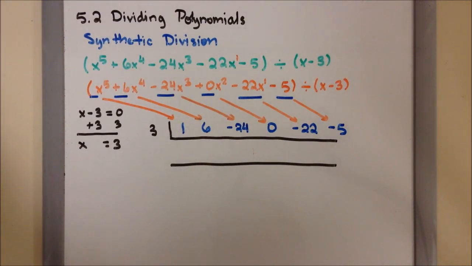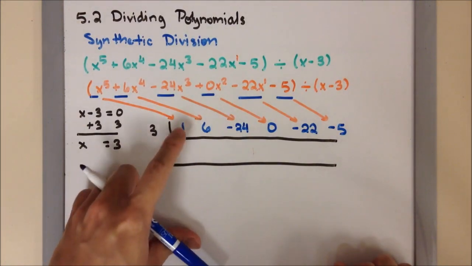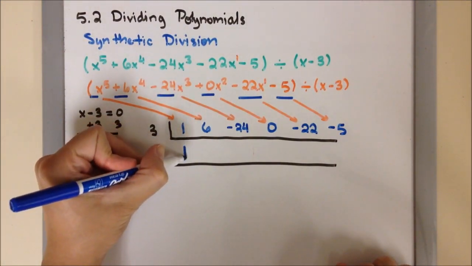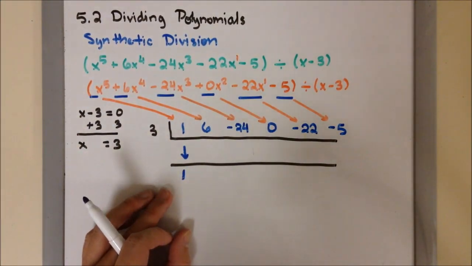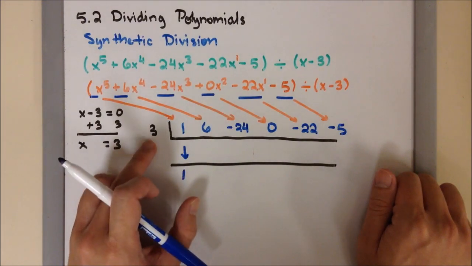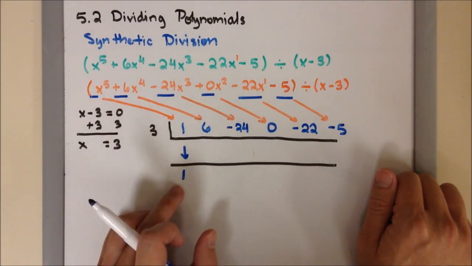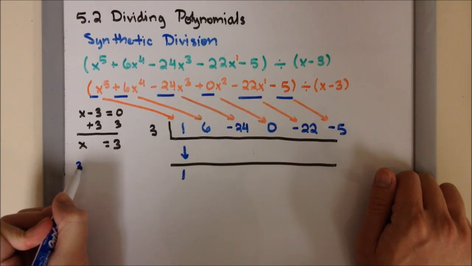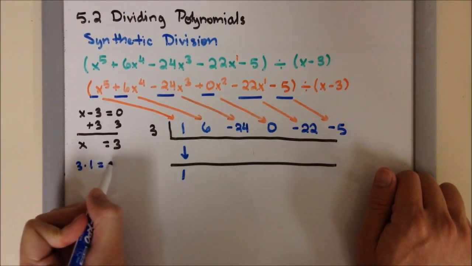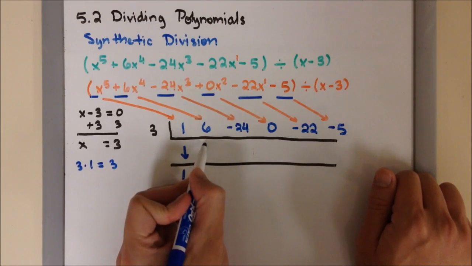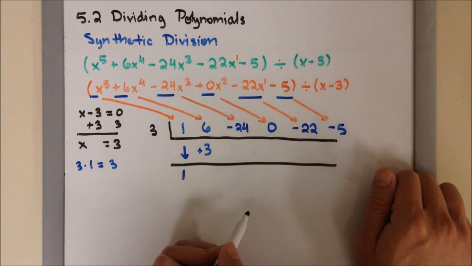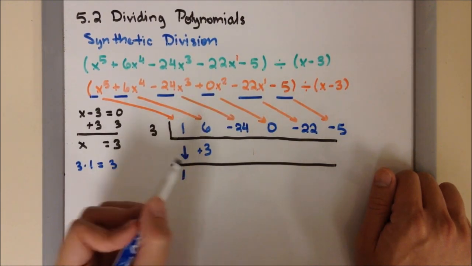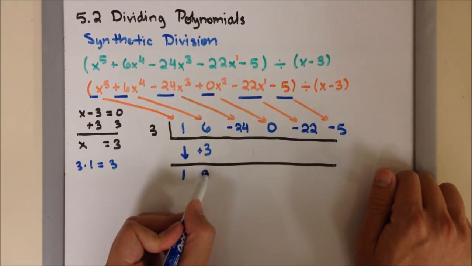Alright, so the process is our first number right here, we always bring it down. So 1. From there, I use this number that we saw for x, and I'm going to multiply it. So 3 times 1 is 3. So I'm going to put the 3 underneath the 6. If it's positive, I'm going to put a plus right here. So now we have 6 plus 3, which is 9.